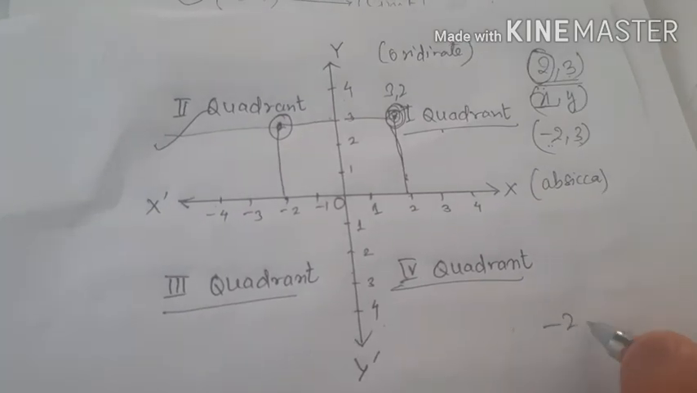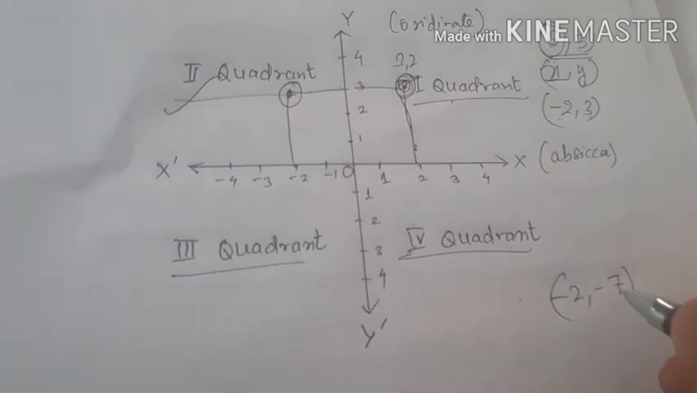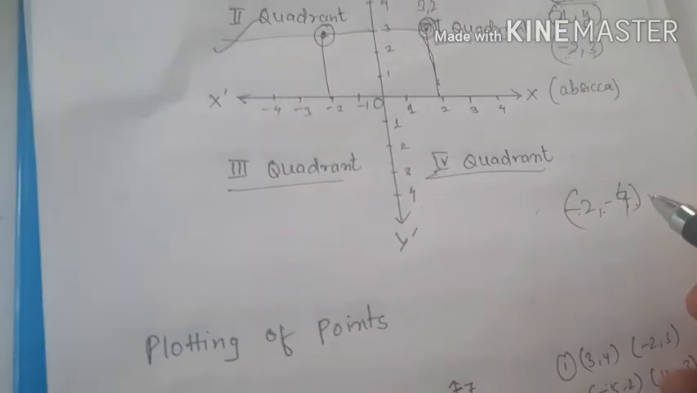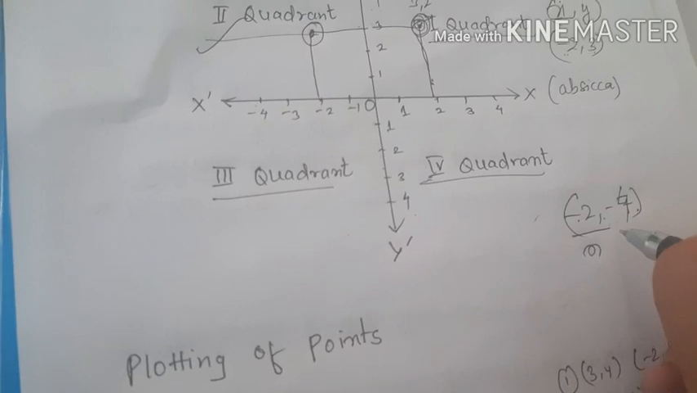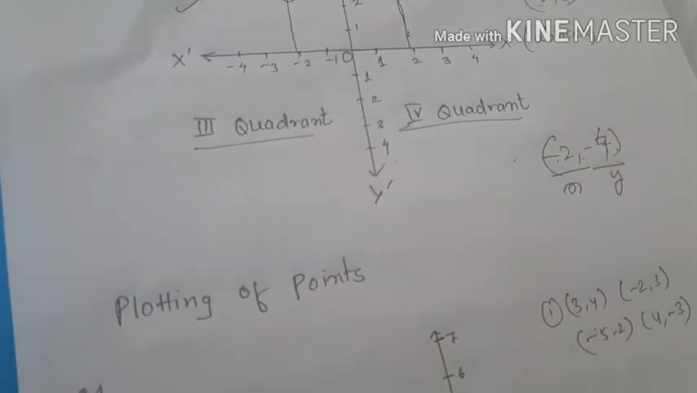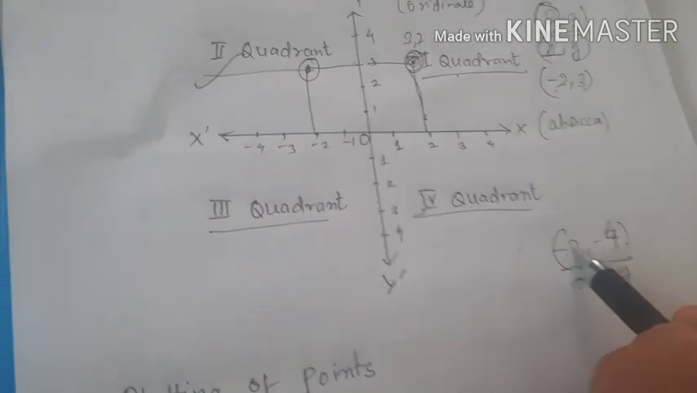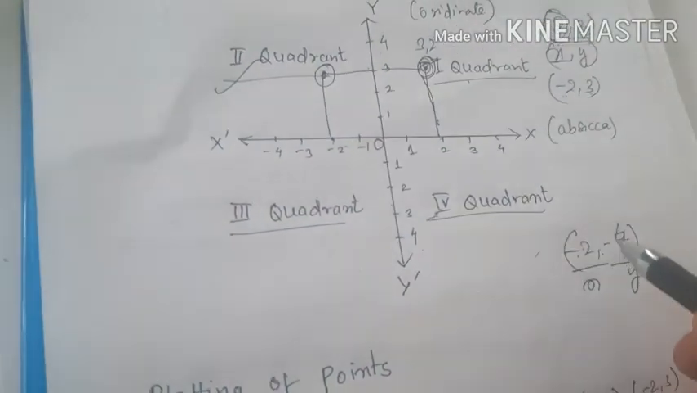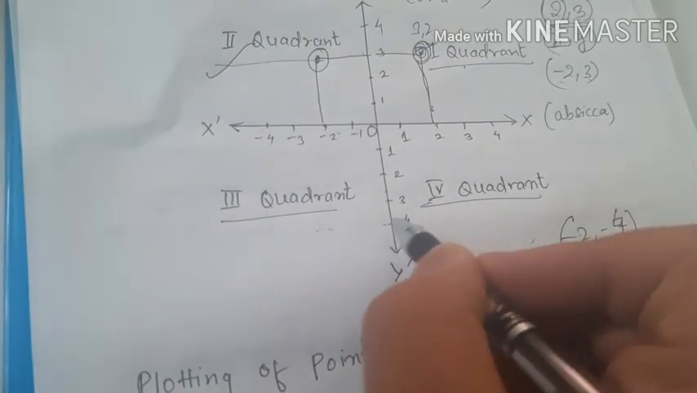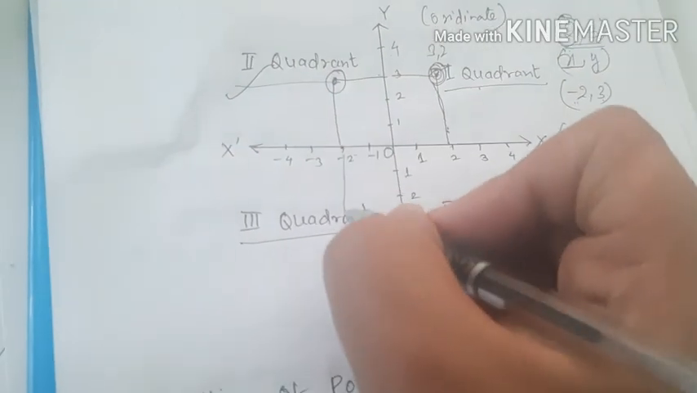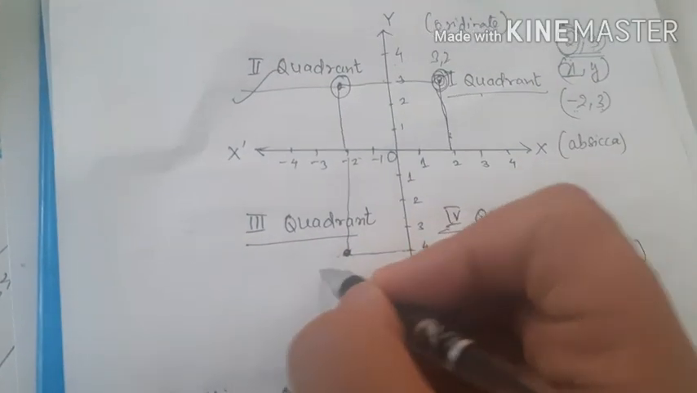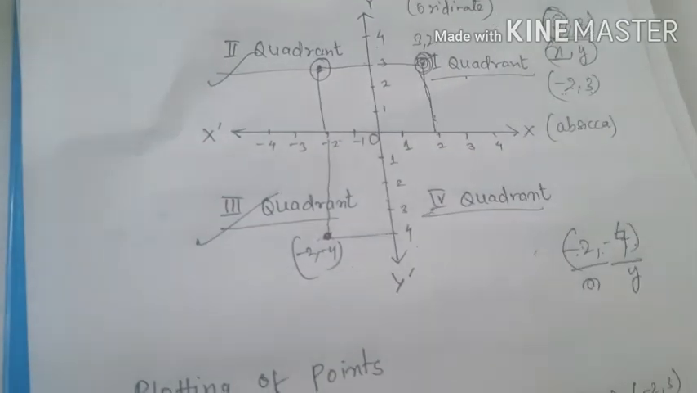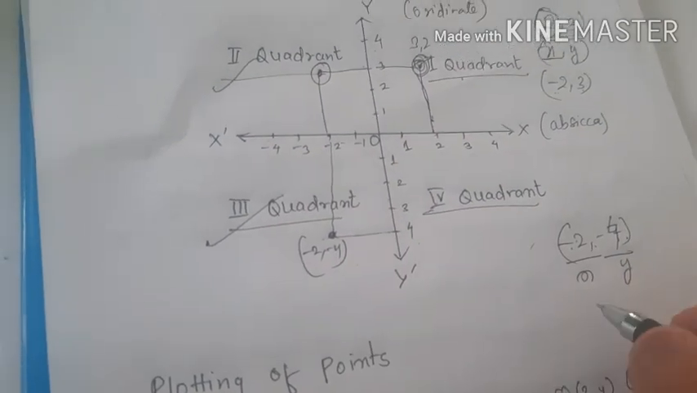Suppose I have -2, -4. So x is your -2 and y is your -4. So x is -2 means this x will come out here, -2, and y is also -4 means this -4 is here and -2 is here. So it meets out here. This is your (-2, -4), and it falls under which quadrant? Third quadrant. Okay.